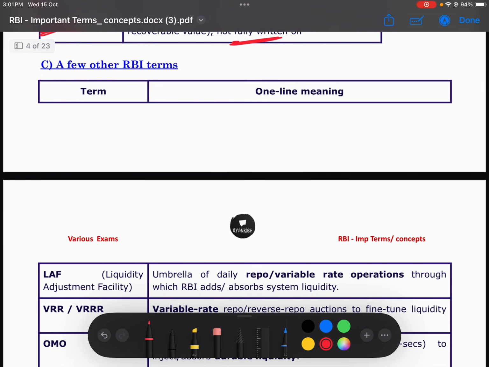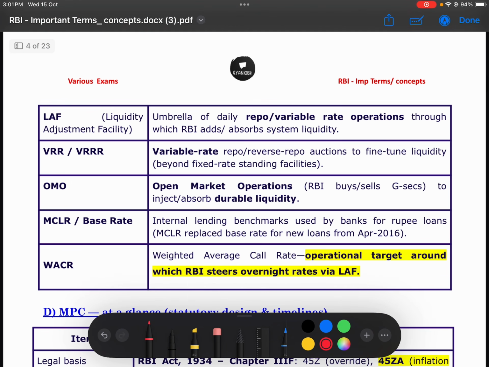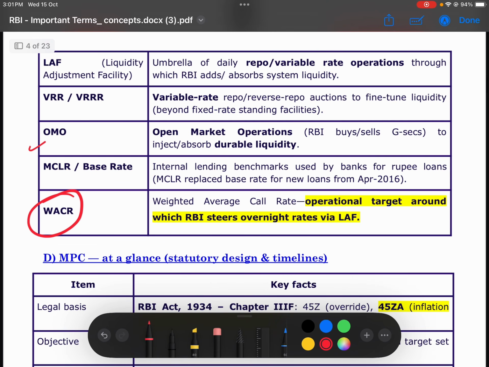Some other important RBI terms, which are normal terms you must have known, are open market operation, VRR, LAF, MCLR. And this WACR is one important term. It is the operational target around which RBI steers overnight rates via LAF. So a direct question can be asked: what is the operational target of RBI? It will be WACR, weighted average call rate. Remember this term.